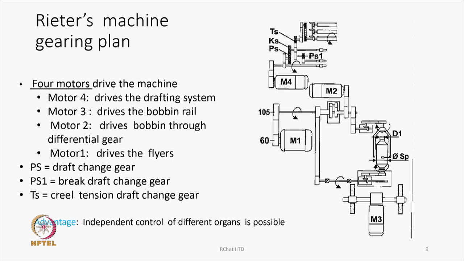Here we can separately study the drafting unit, following the same procedure, and find out the speeds of the different rollers and calculate the draft in the different zones. We can also find out the speed of the flyer or the speed of the bobbin. So, calculations can be done in a very similar manner, provided we know the motor speed and the diameter of the motor pulleys.